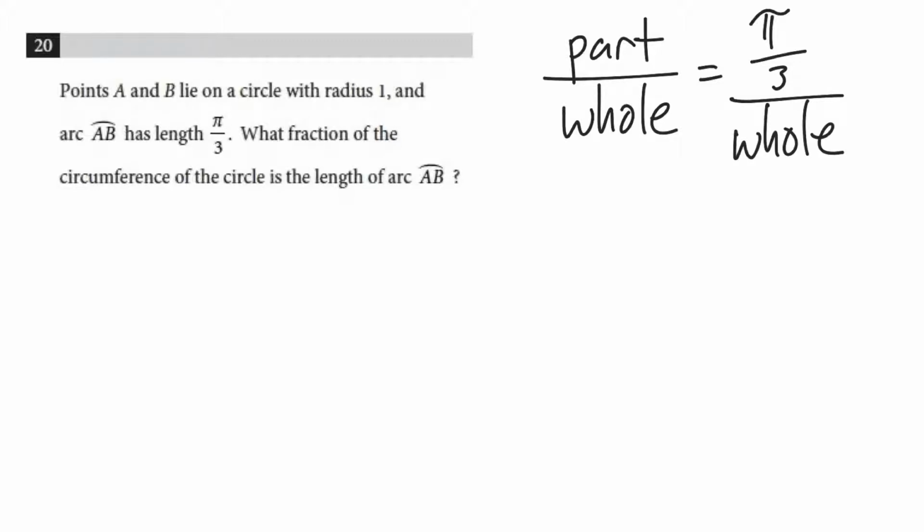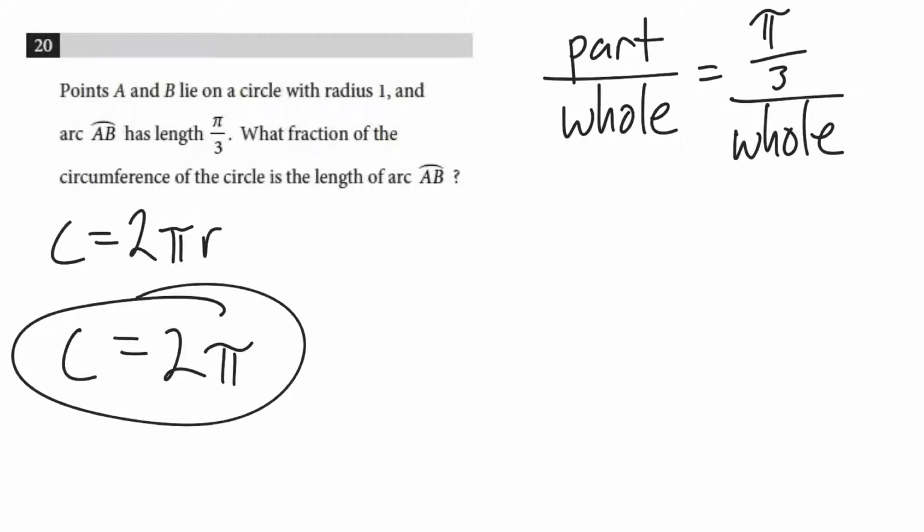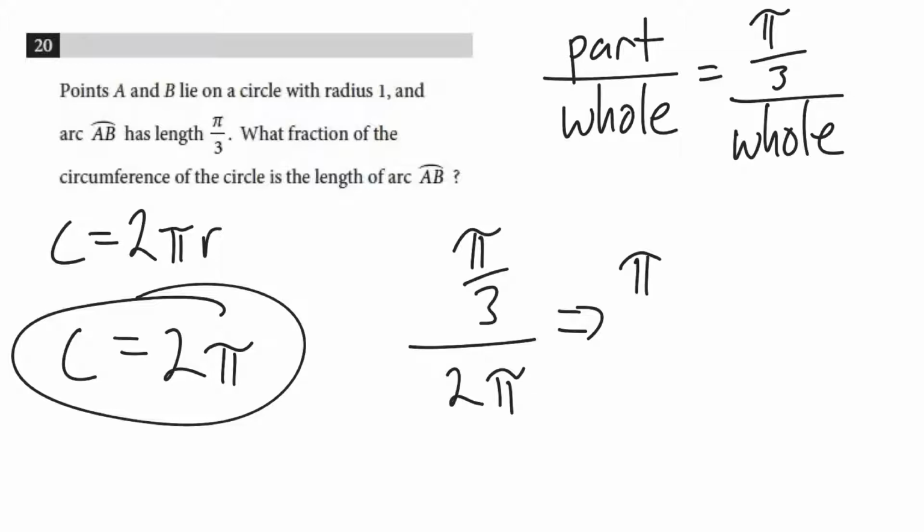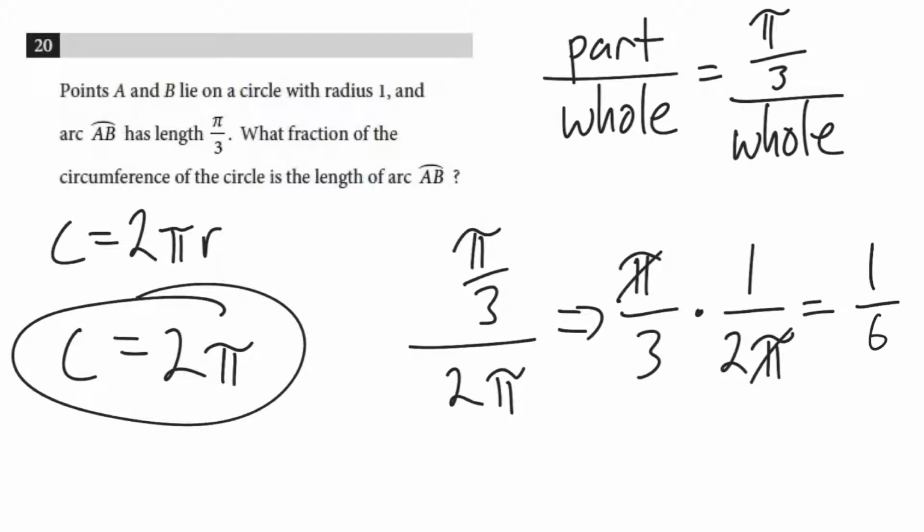Okay. Well, the whole is the circumference of the circle. Circumference of a circle equals 2 pi times radius. In this case, we know the radius is 1, so the circumference of our circle equals 2 pi. So then our part to whole fraction here is going to be pi on 3 divided by 2 pi. Dividing by a number is the same as multiplying by its reciprocal, so let's turn this into multiplication. Pi on 3 times 1 over 2 pi. Cancel common factors, and as we multiply across, we're just going to get 1/6. So 1/6 would be our solution.